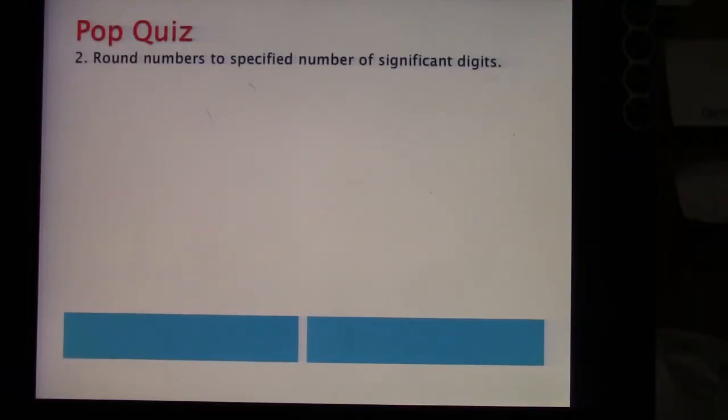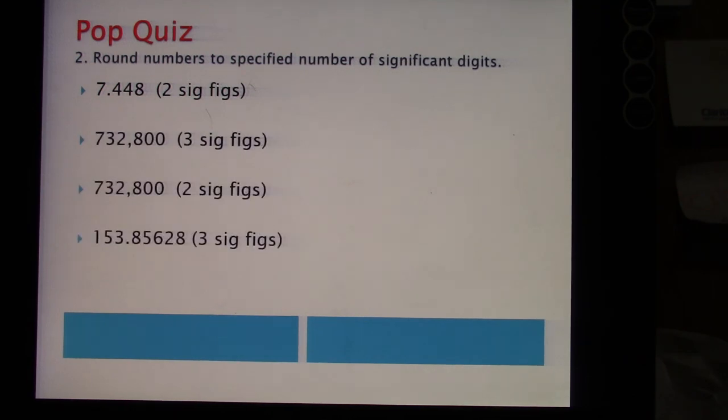Let's do these problems here. Okay, round the numbers to the specified number of significant digits. So let's do some rounding practice here. 2 sig figs. What do you think? 7.448 has how many? 7.4 is the correct answer.